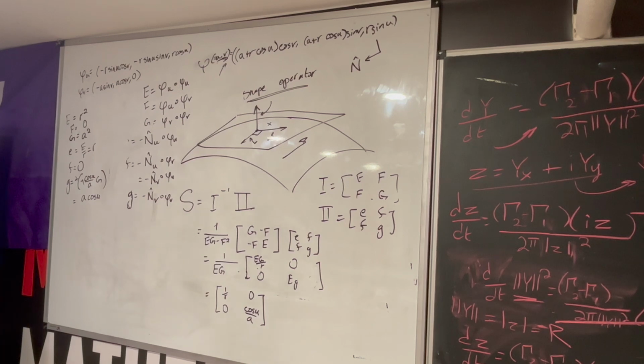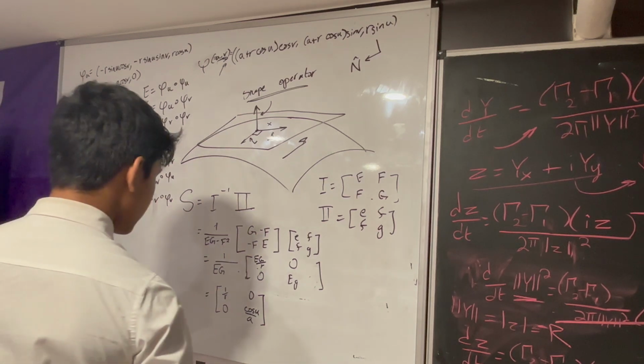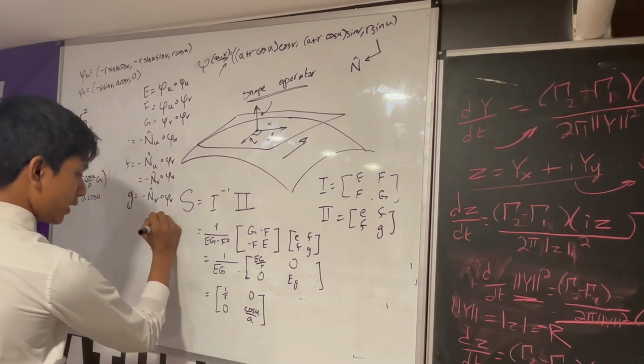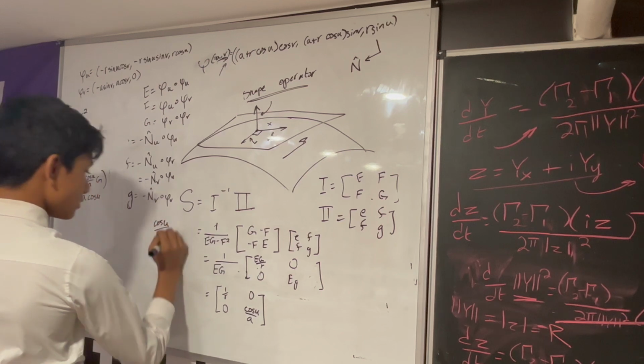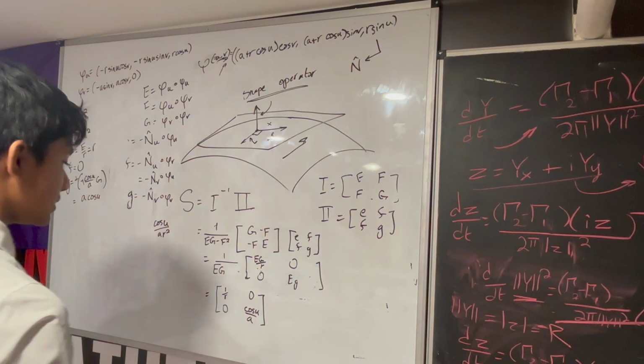Something feels off here. Yeah, I'm missing a term. Should be cosine u over a r squared. So what went wrong? Let's see.